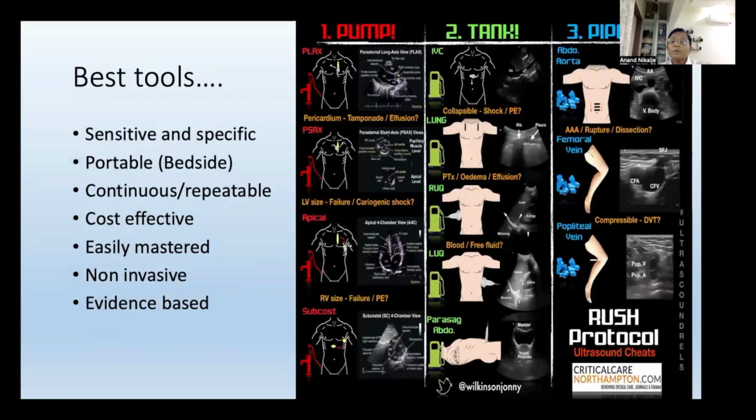So at last, ultrasound and echocardiography is a very sensitive and specific tool that can be used at the bedside. It can be repeated n number of times on the patient. It is very cost effective, easily mastered, and non-invasive, and there is strong evidence to use this technology in a hypotensive and shock patient. Thank you.